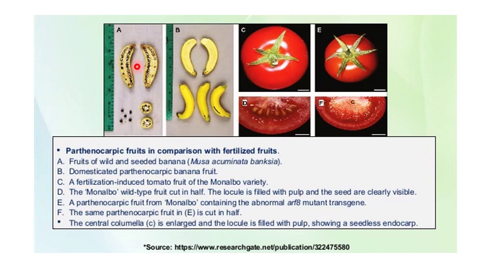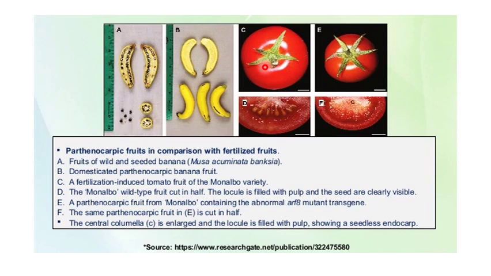In section A, the fruit of wild and seeded Musa acuminata, which contains fertilized seeds, developed as fertilized seeds. On the other hand, in section B, the domesticated parthenocarpic banana fruit is seedless. In section C, here is a fertilized tomato fruit of the Monalbo variety, which is fully fertilized and pollinated and which produced a seeded plant.